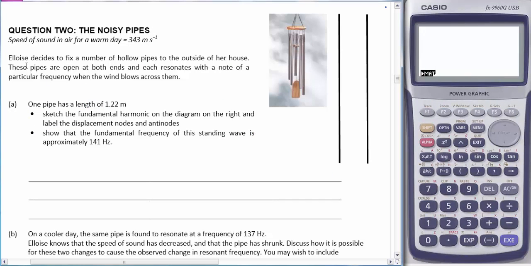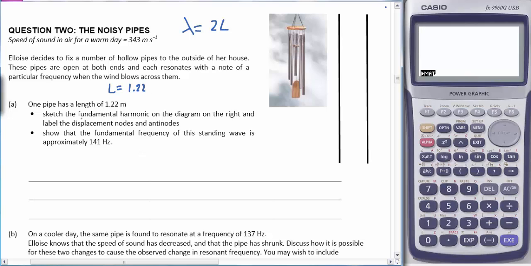Question 2, the noisy pipes. Eloise decides to fix a number of hollow pipes to the outside of her house. I call them wind chimes. These pipes are open at both ends, and so when we think of open at both ends, the first thing we should think of is that lambda equals 2L. And each resonates with a note of a particular frequency when the wind blows across them, and a pipe has a length of 1.22 meters.